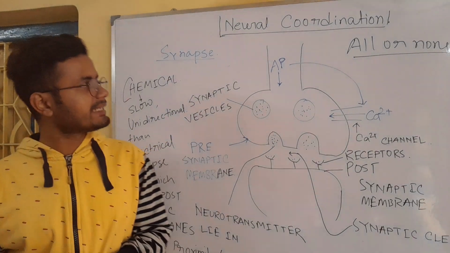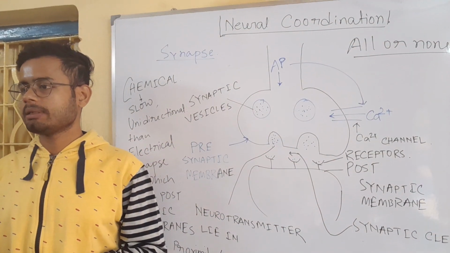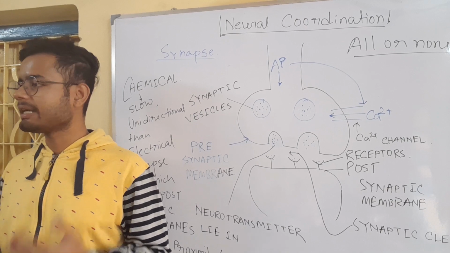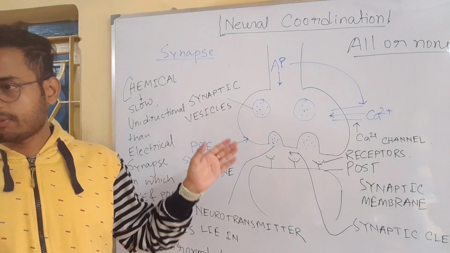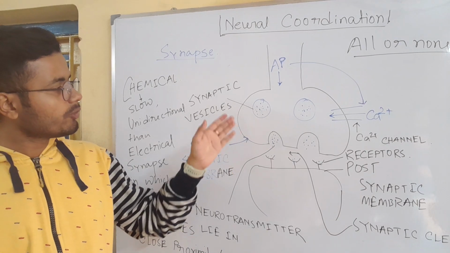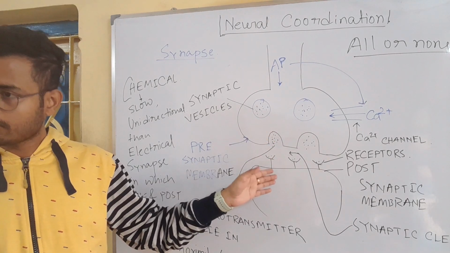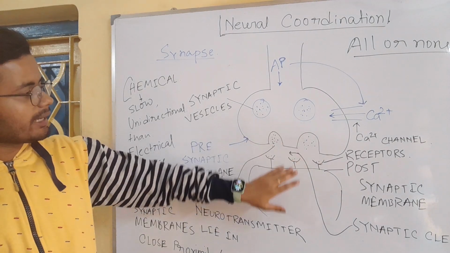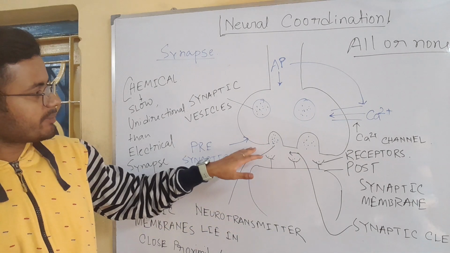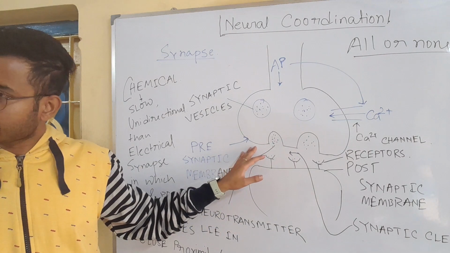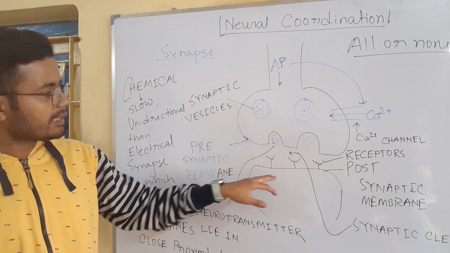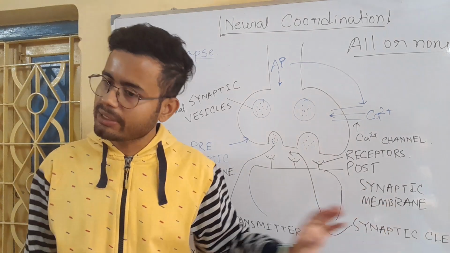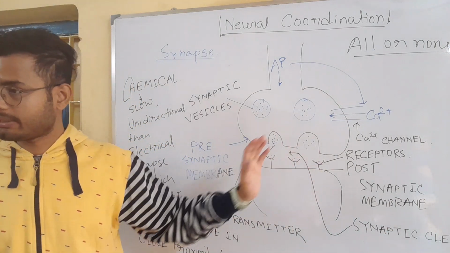So let us discuss how chemical synapse occurs and how chemical synapse functions. Here we can see two neurons lying here. This is one neuron and this is another. This is one axon terminal. This membrane is known as the presynaptic membrane, and this membrane is known as the postsynaptic membrane, where receptors are present.